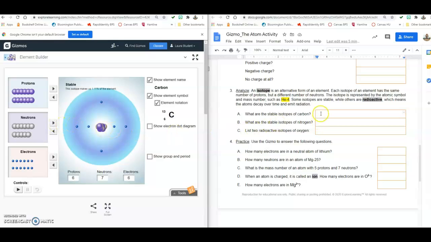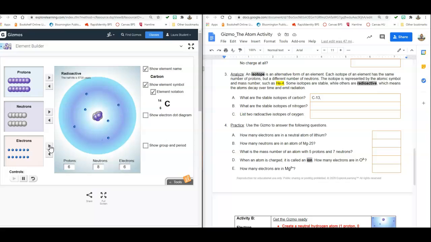All right, so let's go over to our worksheet, and this is how you will type in your answers. So there's carbon 13. What was the other stable isotope? All right, type in the second stable isotope here. All right, let's do the same thing again with nitrogen.